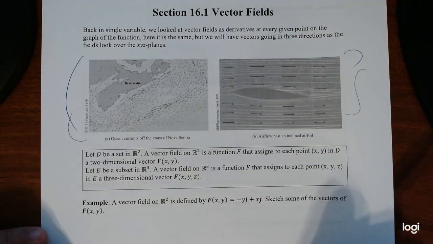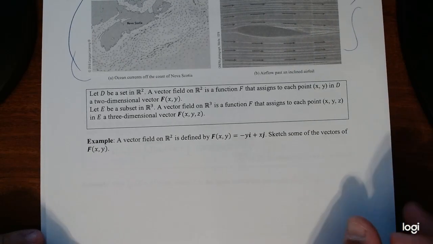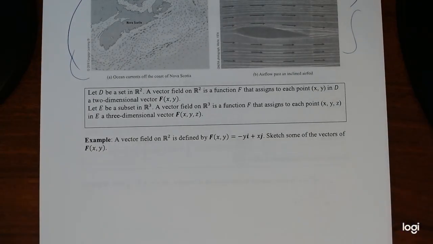Okay. So first we'll define it, then we'll do an example of it. Let D be a set in R2. A vector field in R2, so in 2 dimensions, is a function F that assigns to each point x, y in D a 2-dimensional vector F of x, y. And if we go into 3 dimensions, let E be a subset of R3. Then a vector field in R3 is the same process. There's some point x, y, z in E, and I can represent it as a vector in 3 dimensions.